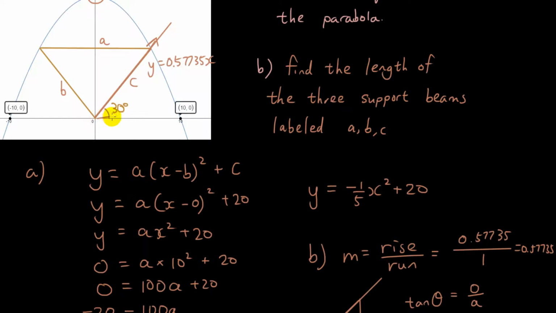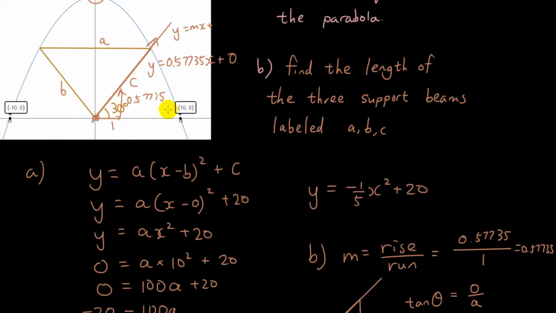We know that because that's the straight line. When it moves to the right 1 unit, it goes up 0.57735 units. So the gradient must be 0.57735. So that's the gradient, and the line is crossing through the origin, so there is no y-intercept. Y-intercept is 0. So using the straight line formula, y equals mx plus c, m must be 0.57735.